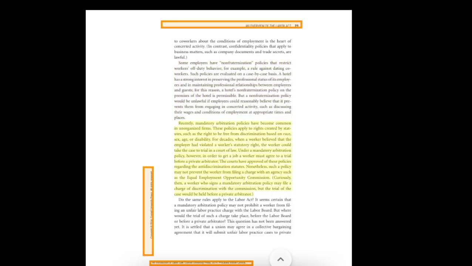Recently, mandatory arbitration policies have become common in unorganized firms. These policies apply to rights created by statutes, such as the right to be free from discrimination based on race, sex, age, or disability. For decades, when a worker believed that the employer had violated a worker's statutory right, the worker could take the case to trial in a court of law. Under a mandatory arbitration policy, however, in order to get a job, a worker must agree to a trial before a private arbitrator. The courts have approved of these policies regarding the anti-discrimination statutes.